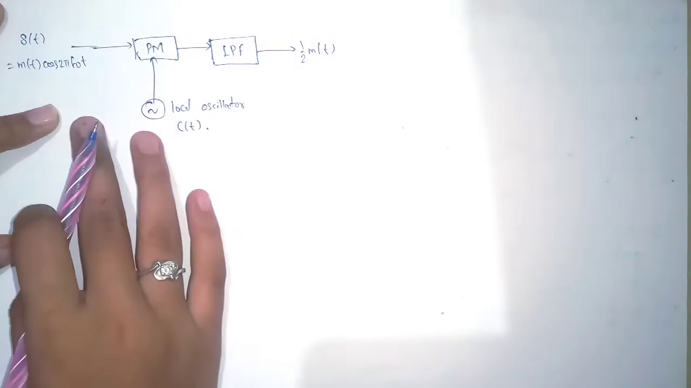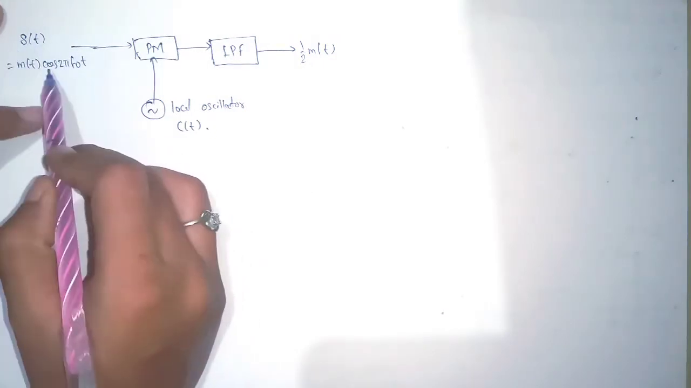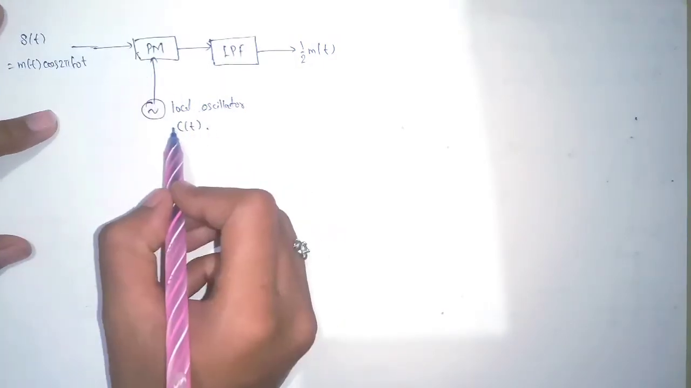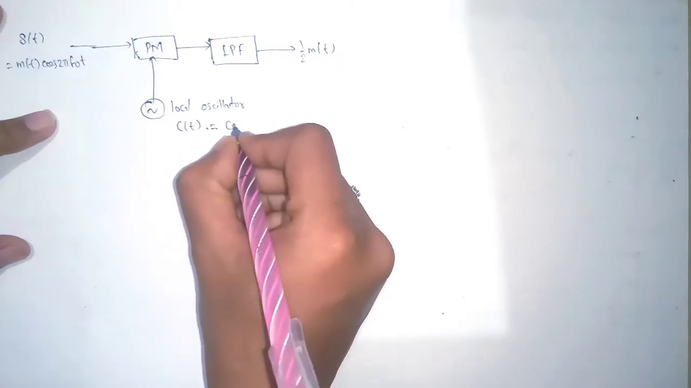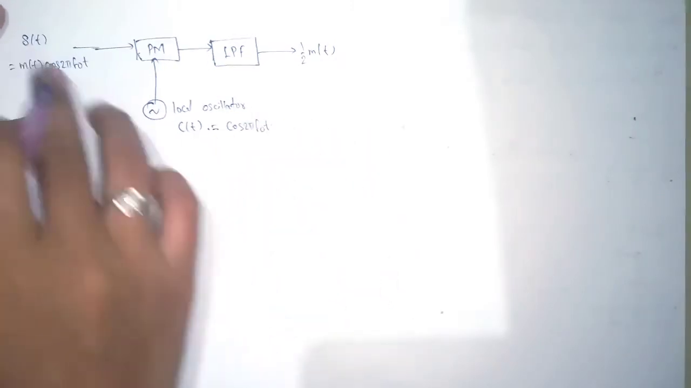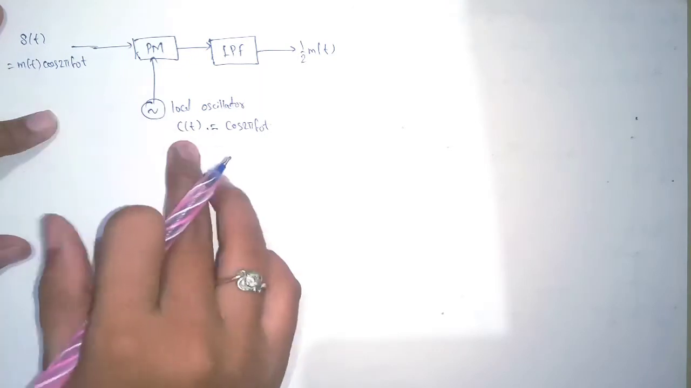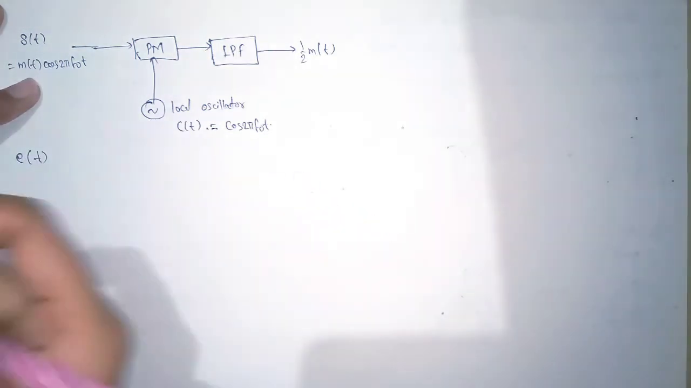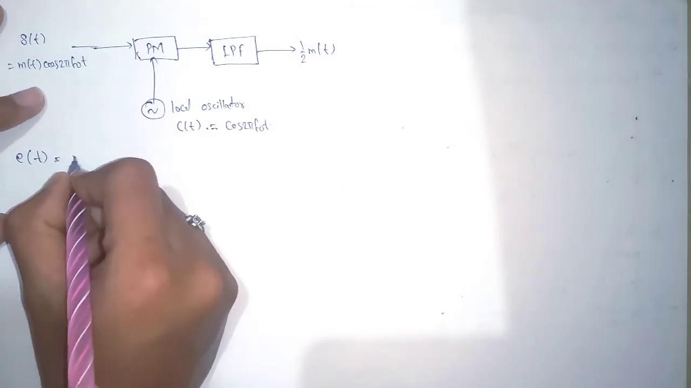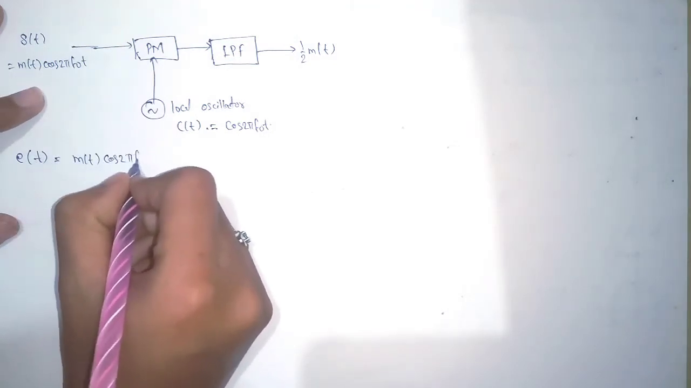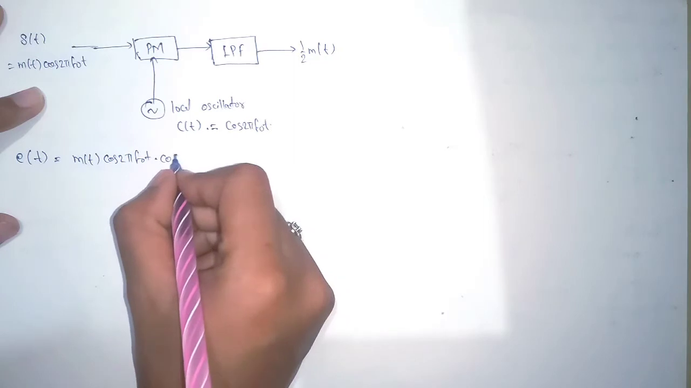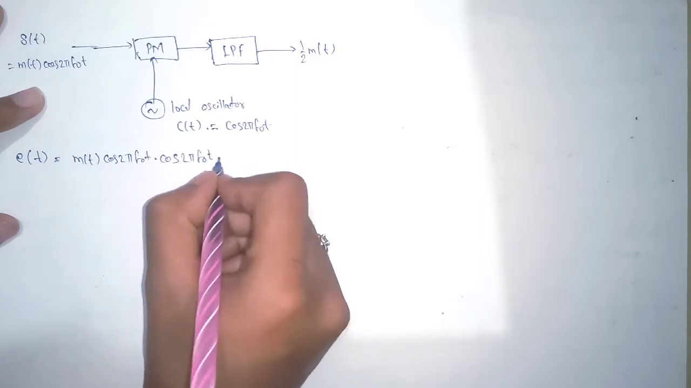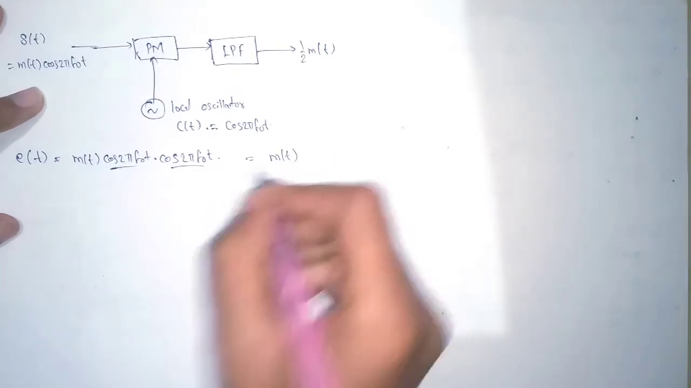So I have drawn the same figure here. We are giving the DSB-SC signal to the product modulator, and this is a local oscillator. The carrier signal is cos 2 pi f0 t. So in the product modulator, this signal and this signal will get multiplied. Let's denote the resultant signal as e of t. We will get m of t cos 2 pi f0 t into this carrier signal cos 2 pi f0 t. These both are the same, you can see it.